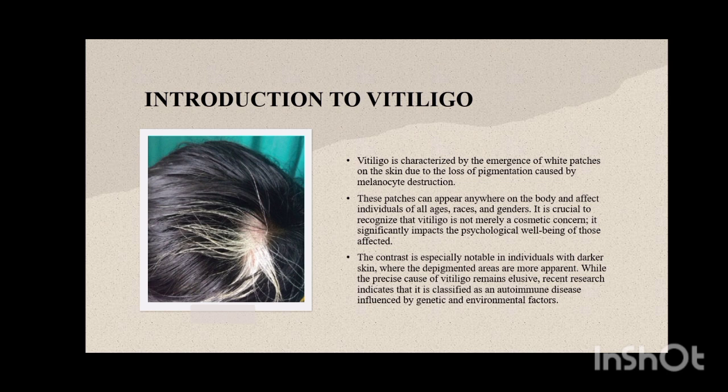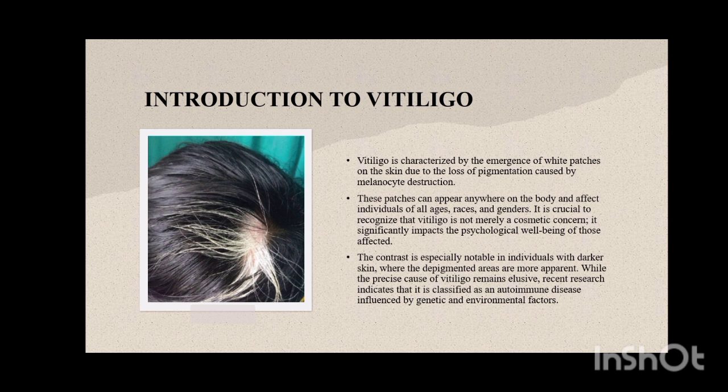Introduction to vitiligo. Vitiligo is characterized by the emergence of white patches on the skin due to the loss of pigmentation caused by melanocyte destruction. These patches can appear anywhere on the body and affect individuals of all ages, races, and genders. It is crucial to recognize that vitiligo is not merely a cosmetic concern. It significantly impacts the psychological well-being of those affected.